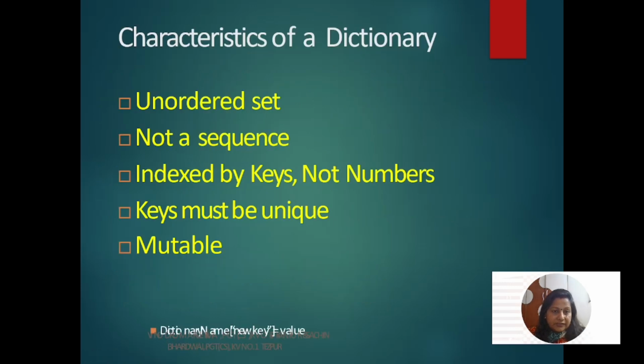So what are the characteristics of a dictionary? This must be coming for 1 mark. You have to remember it is an unordered set. They may ask you in the question paper to identify which ones are unordered sets. So string, list and tuple, all three are ordered sequences. Okay, ordered list, ordered sequence, and dictionary is an unordered set and it is not a sequence, and it is indexed by keys, not numbers, and keys must be unique and it is a mutable data type.